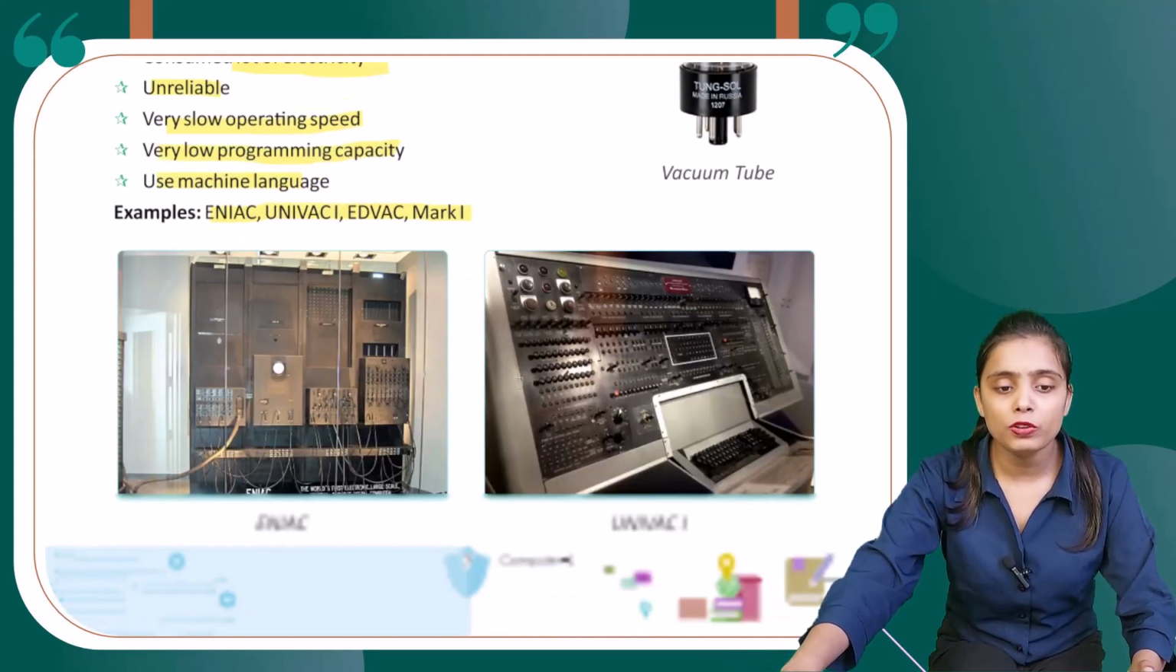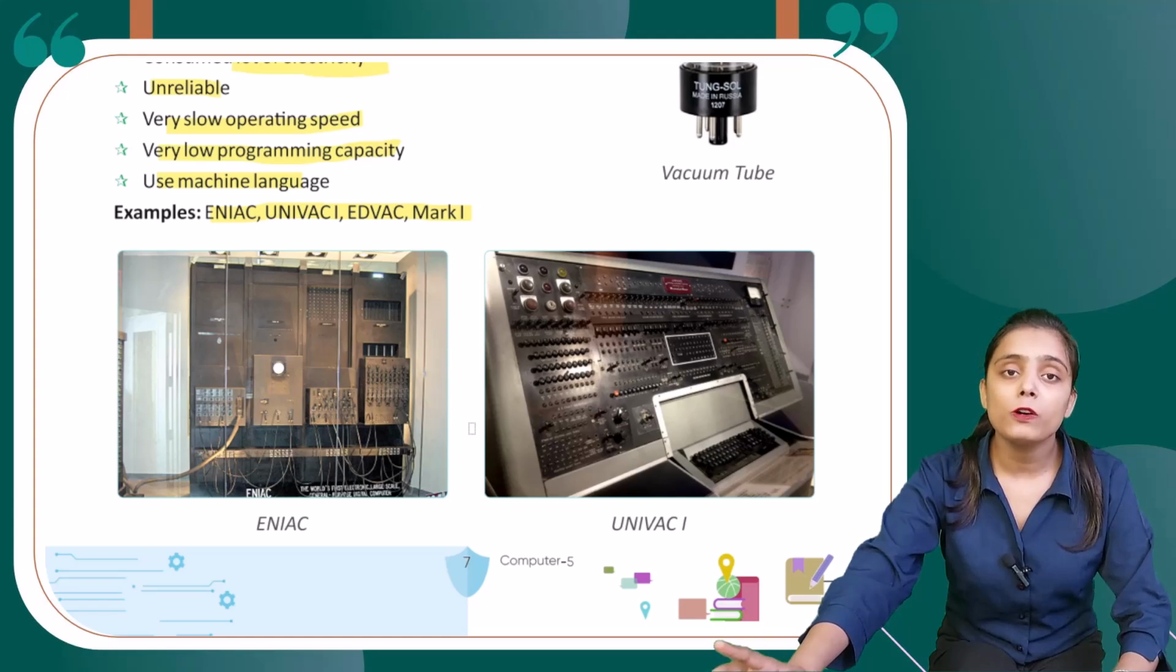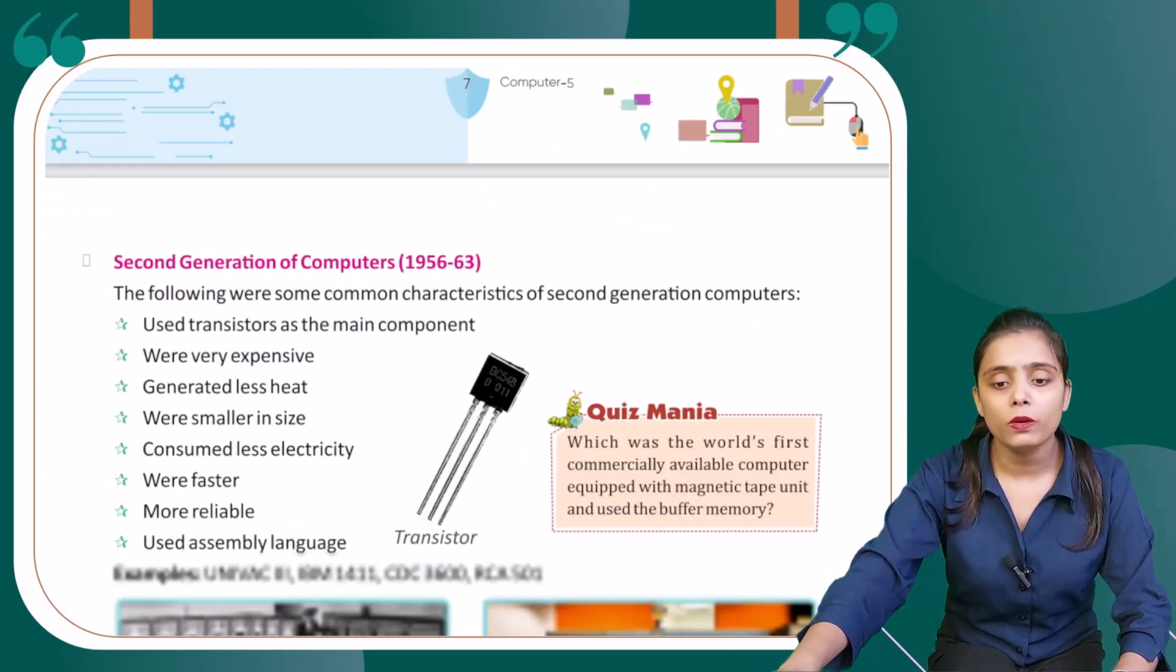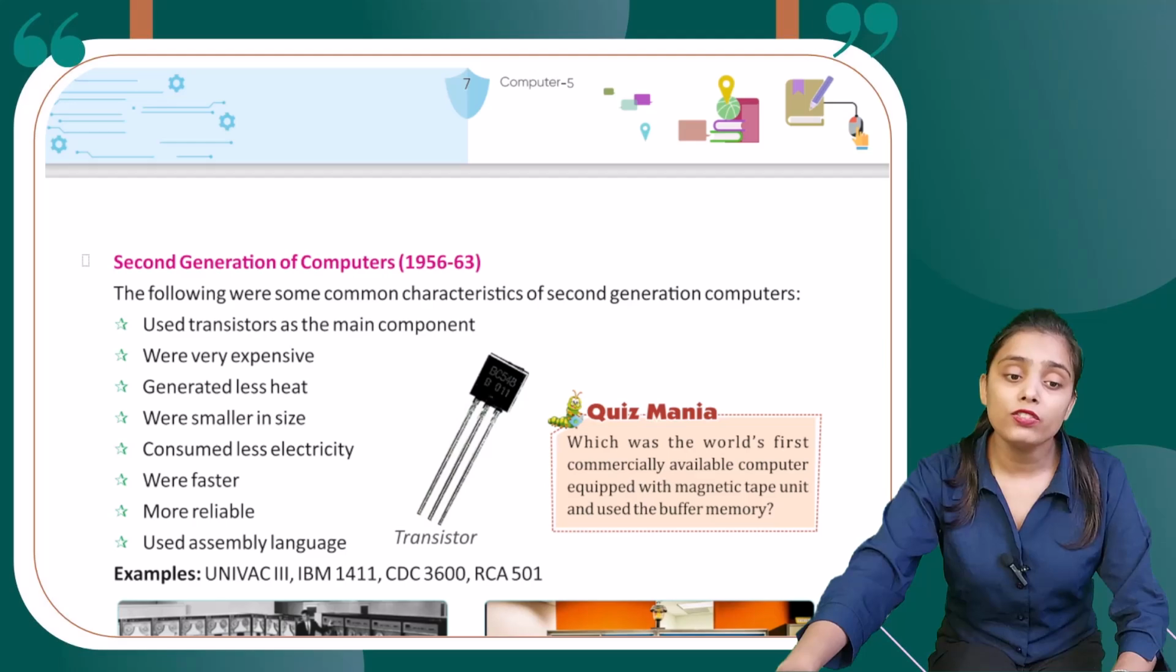ठीक है, जैसे आप इस पिक्चर को ध्यान से देखिए, these are the pictures of the first generation of computer which was occupying the space of whole room and generating a lot of heat, and they were very slow in speed. Okay, now let's see the second generation of computer.